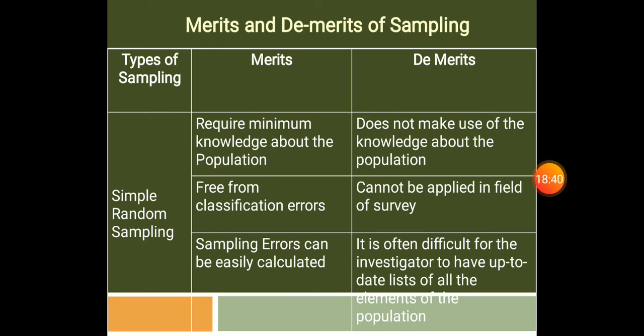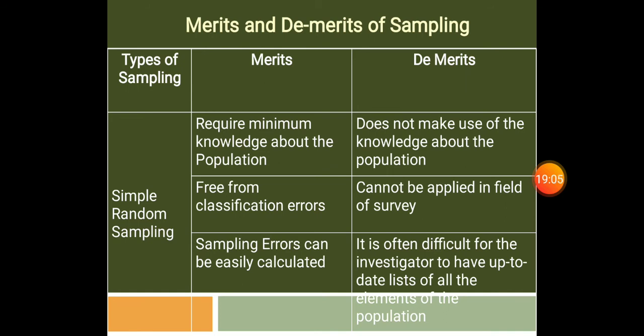Now we will go in detail about the merits and demerits of each of these. Simple random sampling, what are the merits there? It requires minimum knowledge about the population. Since the units of the population are very well known to us, only that is required for us to select a simple random sample from that population. It is free from all classification errors. No classification is needed here. Sampling errors can be easily calculated.